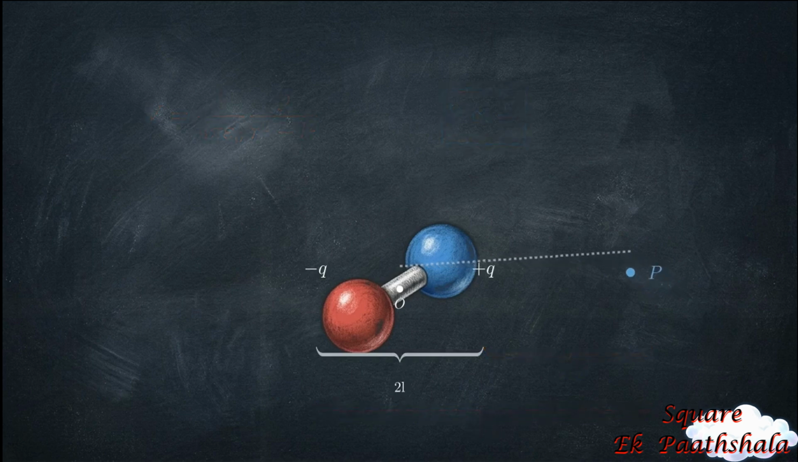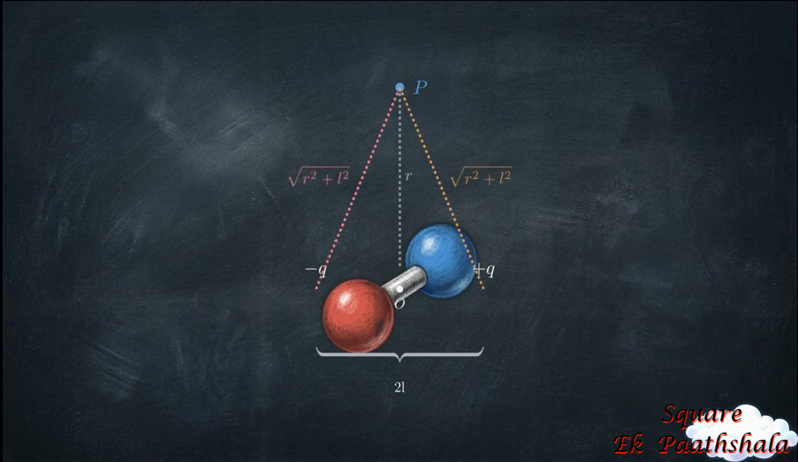squared. Now, look what happens if we move our target point P to the equatorial bisector. The physical distances to the positive and negative charges are perfectly symmetrical. The opposing potentials cancel each other out entirely, dropping the net potential to absolute zero.